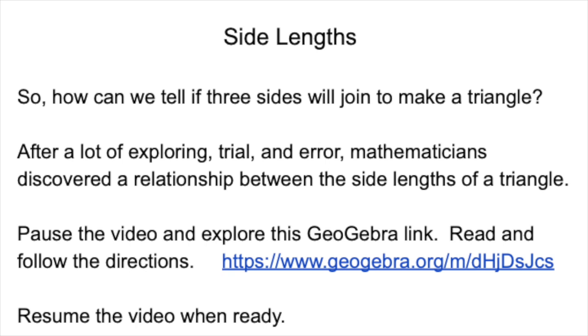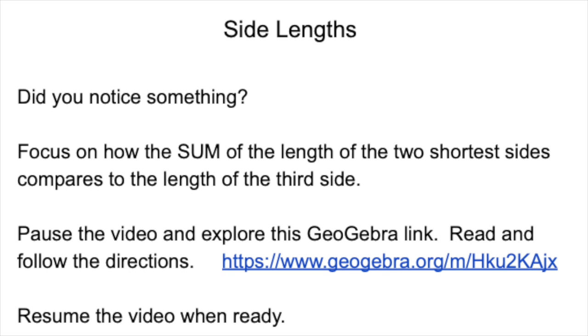So how can we tell if 3 side lengths join together to make a triangle? After a lot of exploring, trial, and error, mathematicians discovered a relationship between the side lengths of a triangle. You're going to pause the video and explore this GeoGebra link. You're going to read and follow the directions, and then resume the video when you're ready to go on. Did you notice something? If you haven't noticed something yet, focus on how the sum of the length of the 2 shorter sides compares to the length of the 3rd side. So if you add the 2 shorter sides together, how does that compare to the length of the 3rd side?